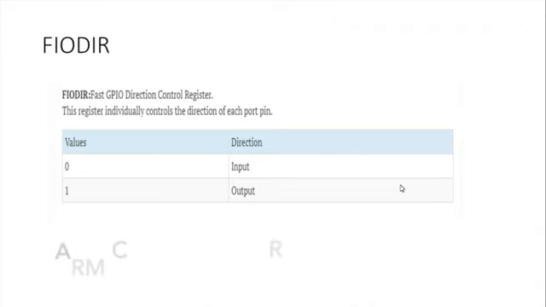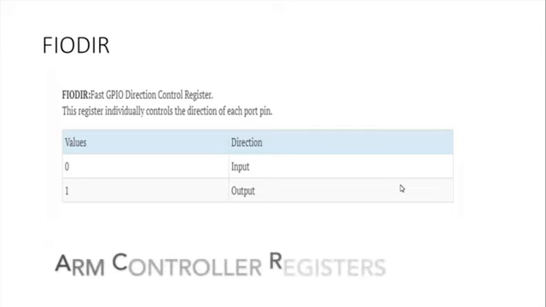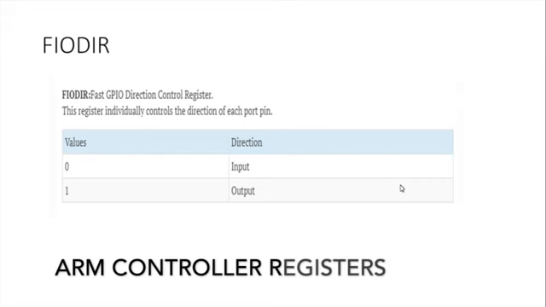These are a few registers used in this program. First one is FIODIR, which stands for Fast GPIO Direction Control Register. This register individually controls the direction of each port pin. If it is set to 0, it means the direction of this port is input, or else it is an output port.